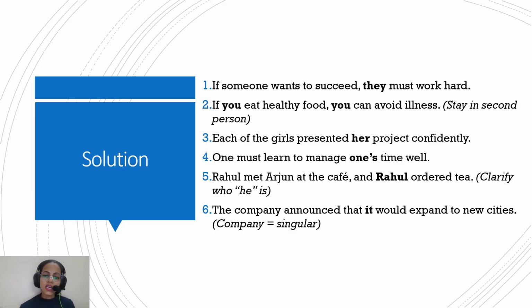Consistent. Each of the girls presented her project confidently. Each of the girls means one girl is being pointed at one point. Do not get confused by the plural girls. One must learn to manage one's time well. This is also a very frequently committed mistake. One is always followed by one.